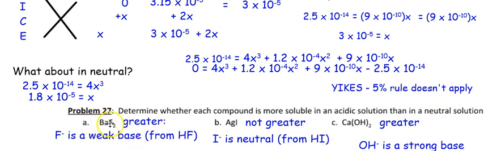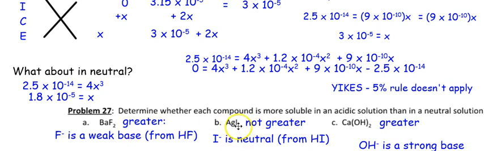So BaF2, what do you notice? This is a group 1, group 2, neutral. F2 is the anion of a weak base, all right? So this is a weak base, and so if I put it in an acidic solution, my molar solubility is going to go up. So I'm going to be more soluble.